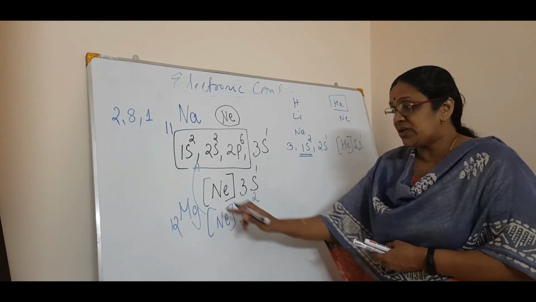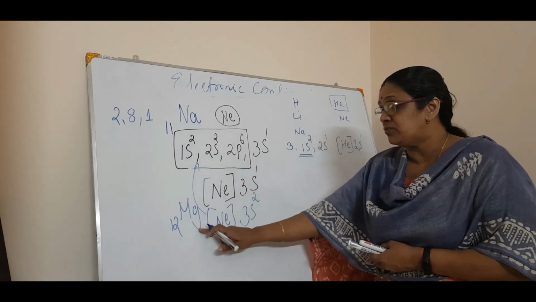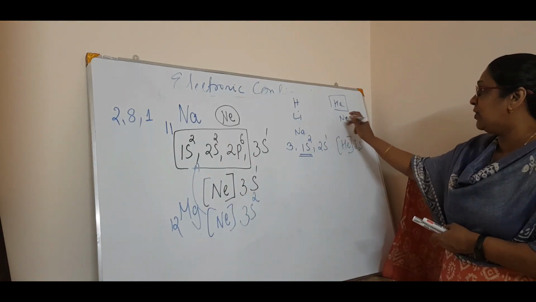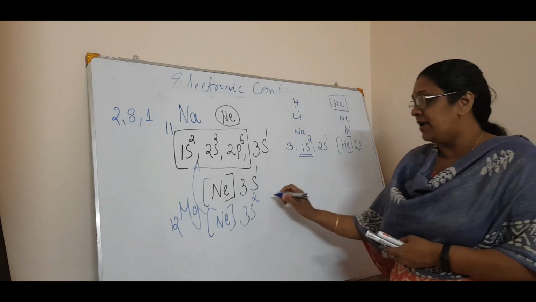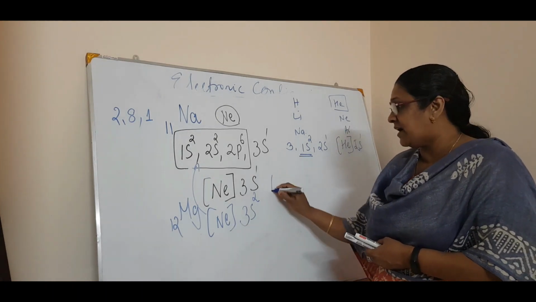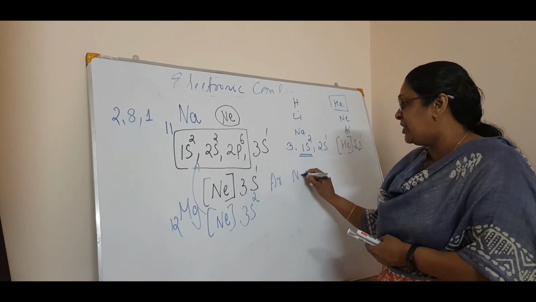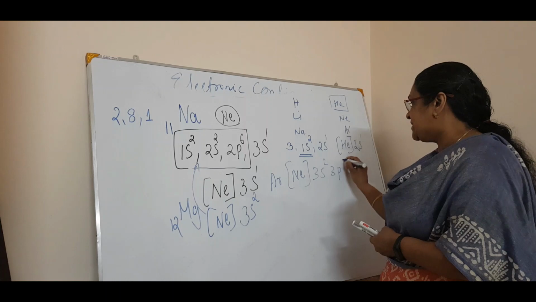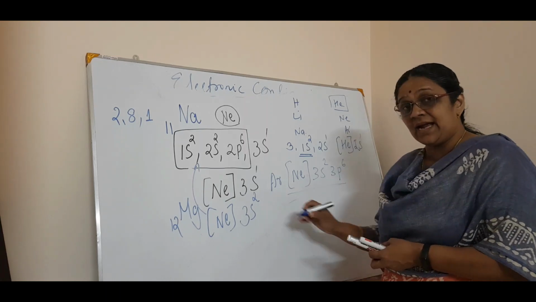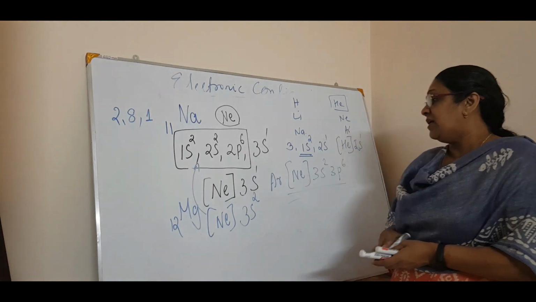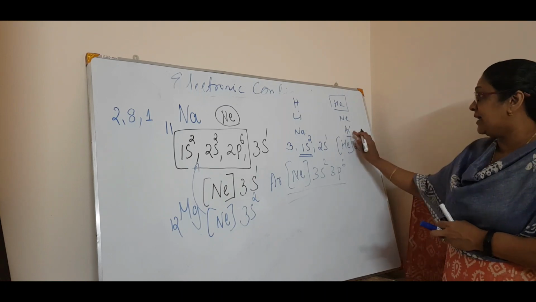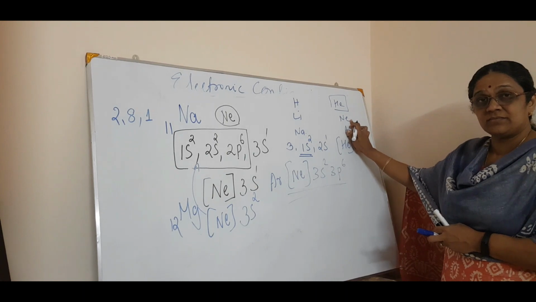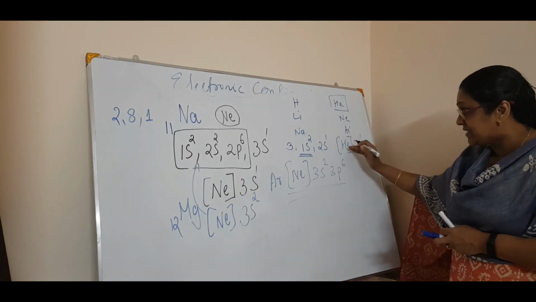Isn't it? So from sodium, magnesium to whom? To argon. What is argon? Argon I can write neon, 3s2, 3p6, isn't it? Can I write that? Yes. Why? Because for argon, the nearest noble gas is neon. Now next is argon.